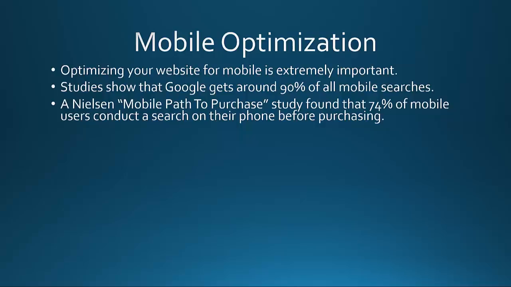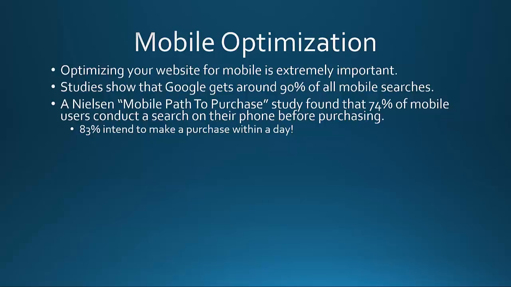Not only is mobile optimization going to help your customers, it's also going to help you get more customers and more visitors to your website, because it engages people and gets people to view your content much more easily, and it's also going to ultimately help you rank in the search engines because it's a key factor. A Nielsen mobile path to purchase study found that 74% of mobile users conduct a search on their phone before purchasing. That's again 74% of mobile users conduct a search on their phone before purchasing. I wanted to repeat it twice because it's such an important statistic. 83% of those people intend to make a purchase within a day.